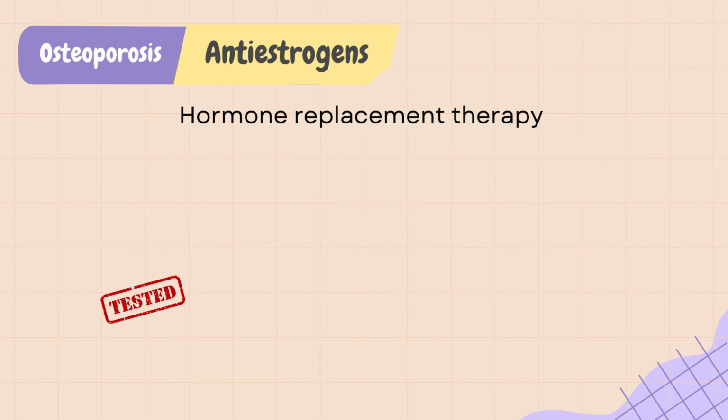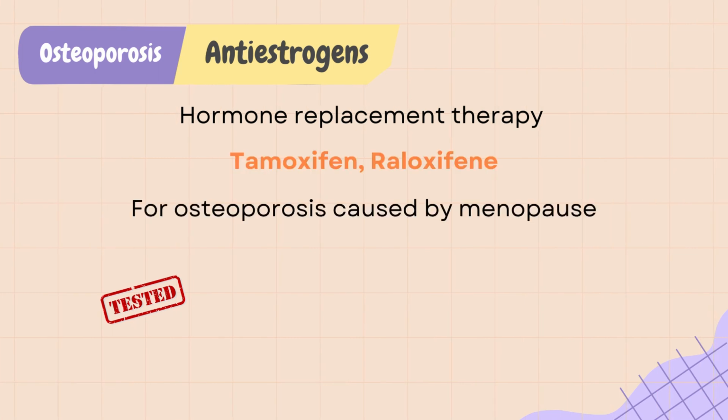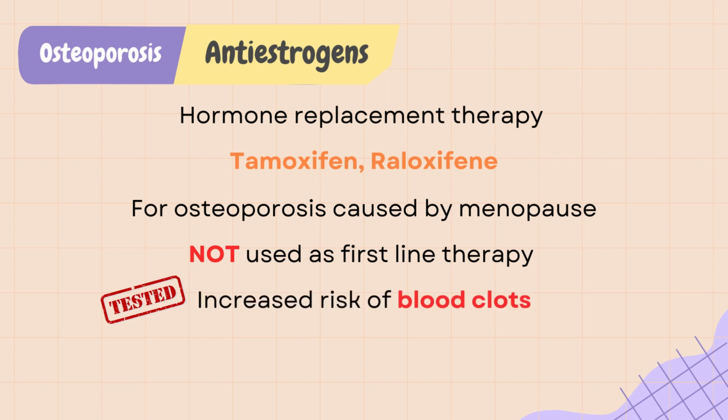Hormone replacement therapy with Tamoxifen or Raloxifene are used for osteoporosis caused by postmenopausal loss of estrogen. They work by binding to estrogen receptors and have estrogen activity in bone and prevent bone loss. They are not used as first-line therapy because of increased risk of blood clots. Other side effects include hot flashes and leg cramps.